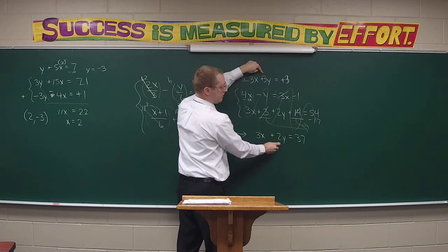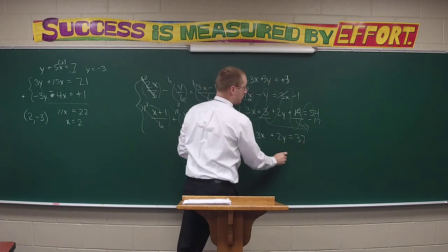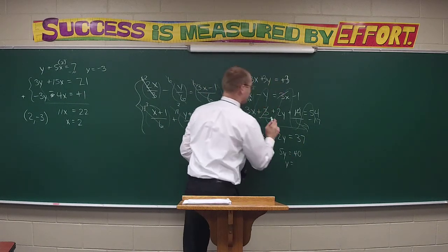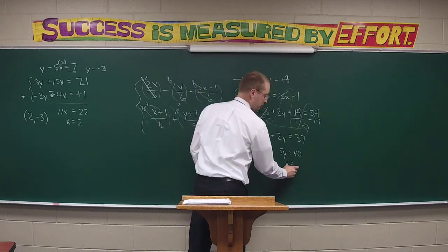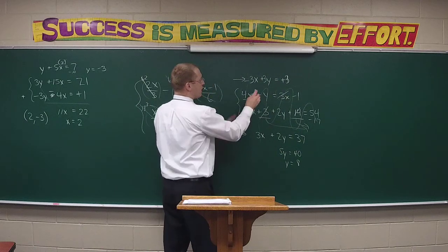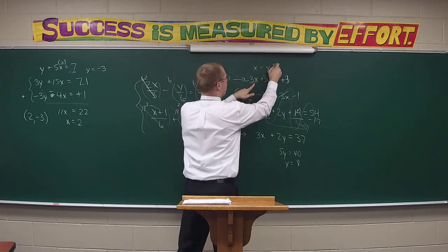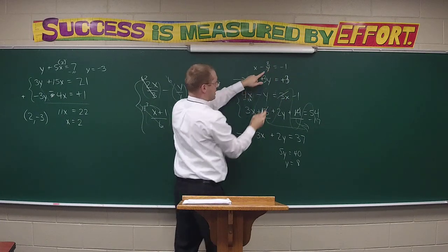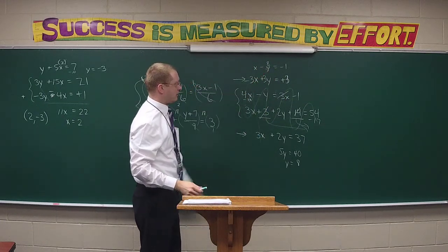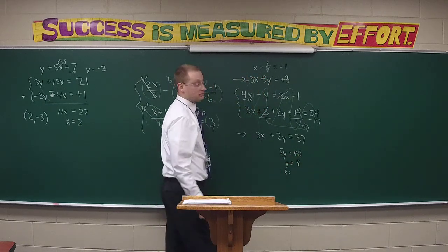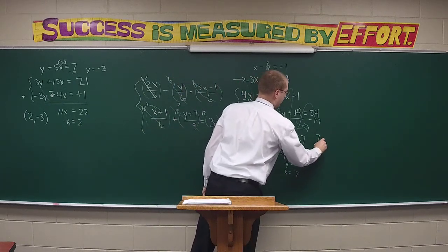Here we get equals 40. 5y equals 40, so y is equal to 8. Going back, we just a moment ago had x minus y equals negative 1. If I plug the 8 in right here, x minus 8 equals negative 1. What is x? 7. And there's our answer, 7, 8.